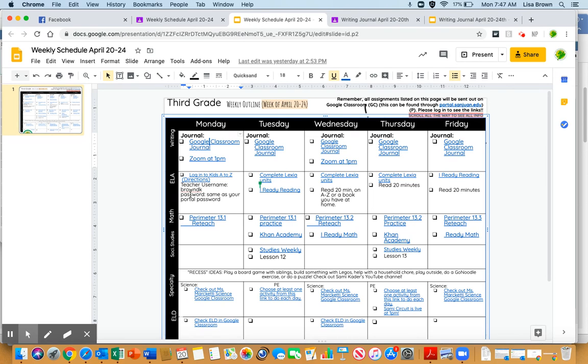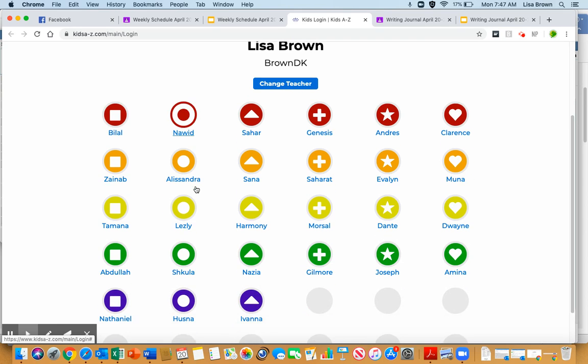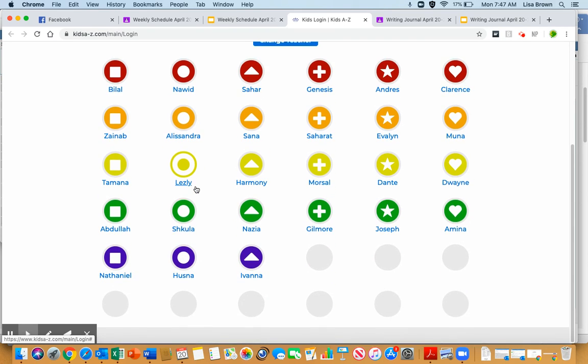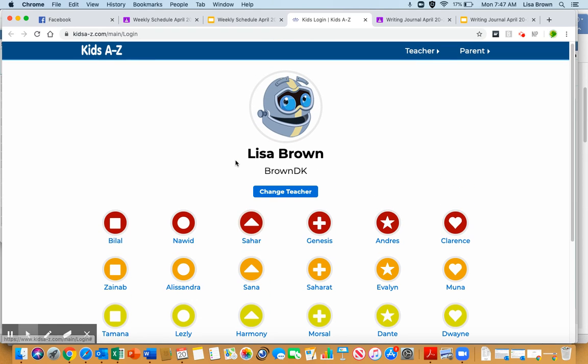Logging into Kids A to Z. I have directions in there as well. When they go to Kids A to Z, these are all their names. So they click on their name, and then it'll ask them for a password. The password is the same SJ with numbers passwords for their portal account. Once they go into here, it'll show them 2 reading areas, and I have it set up to their exact reading level they are in class.